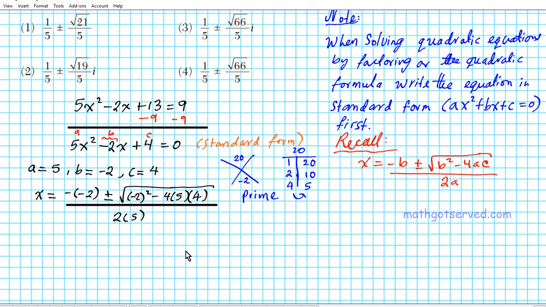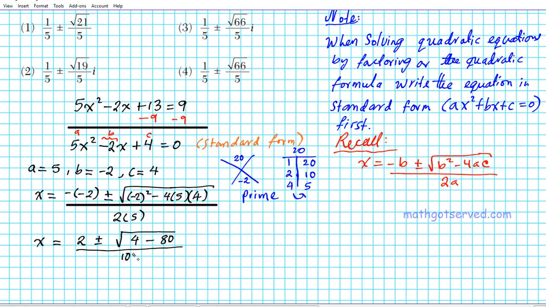Alright, now let's proceed to simplify this using the order of operations. We're going to PEMDAS this real quick. Minus minus, this is going to be positive 2 plus or minus the square root of negative 2 squared. When you square a negative number, the minuses pair up and become positive, so that's positive 4 minus 4 times 5 is 20. 20 times 4 is 80. And then this entire thing divided by 2a, which is 10. 2 times 5.